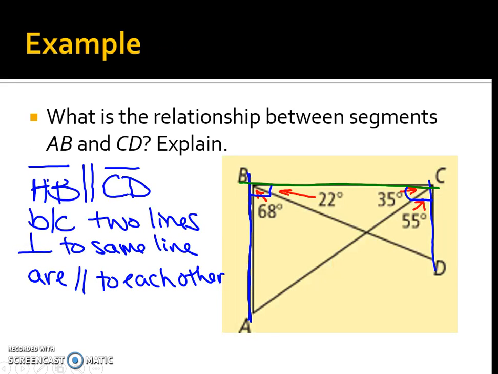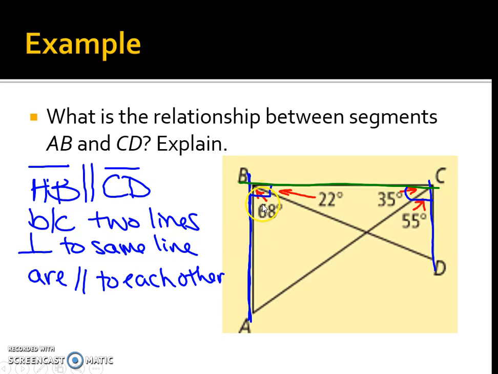Example. What is the relationship between segments AB and CD? Explain. Segment AB is right here. Segment CD is right here. They are parallel to each other because two lines are perpendicular to BC. BC is perpendicular to AB. BC is also perpendicular to CD. Then they are parallel to each other.